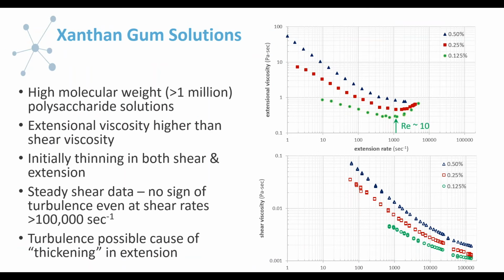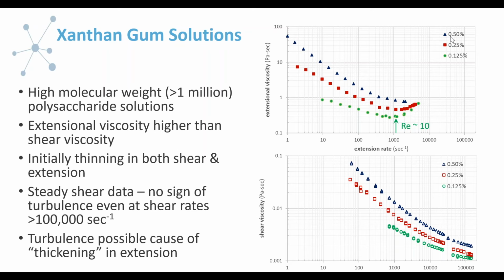Okay, so we want to go into some sample data where we've taken the same samples and measured extensional and shear viscosity. The first example that we have here is xanthan gum solutions. Xanthan gum is a high molecular weight, by which I mean in excess of about 1 million, polysaccharide solution. And we have these in various concentrations.